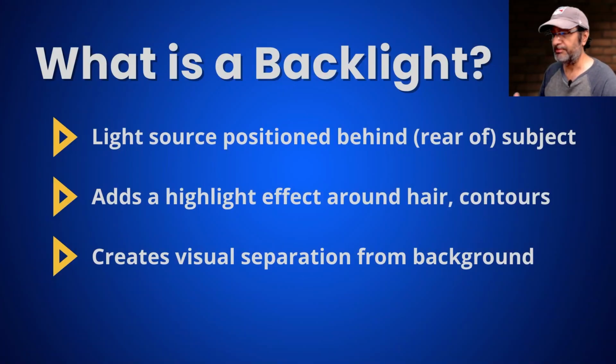All right, so what is a backlight? This can be defined as a light source positioned behind or to the rear of the subject. It adds a highlight effect around the hair and the contours, kind of outlining your subject, and it creates a visual separation from the background.